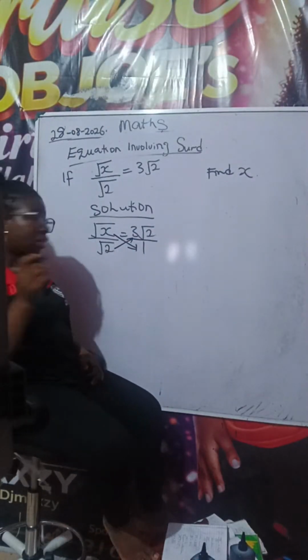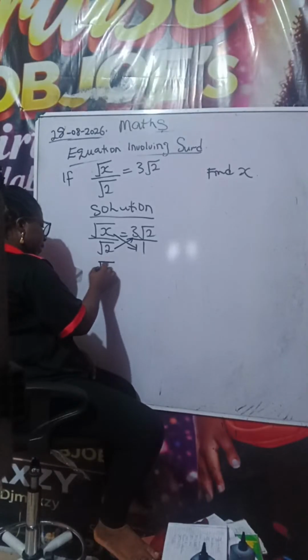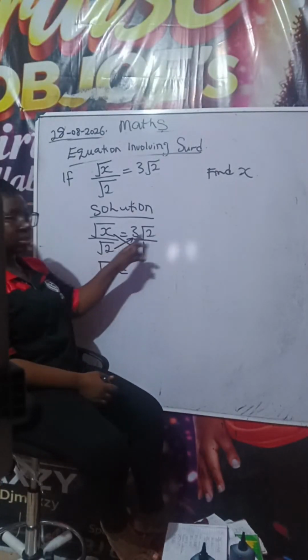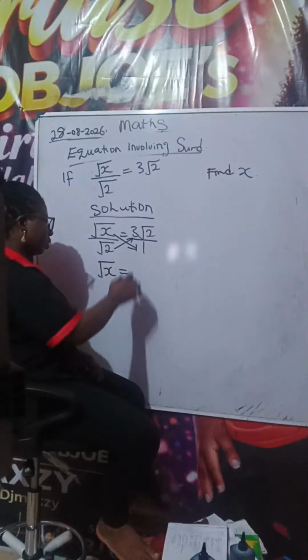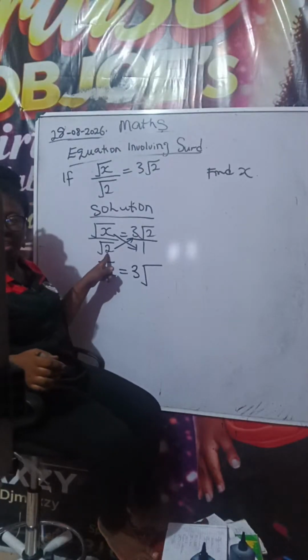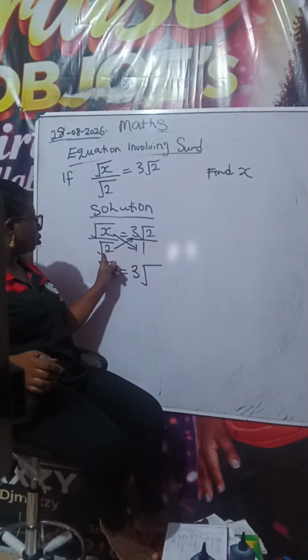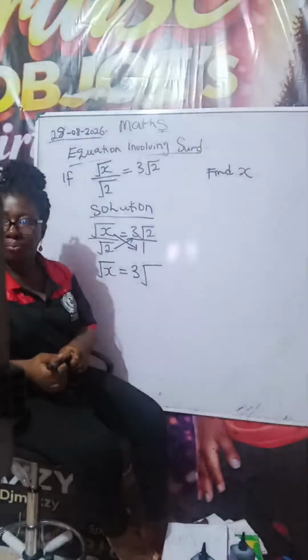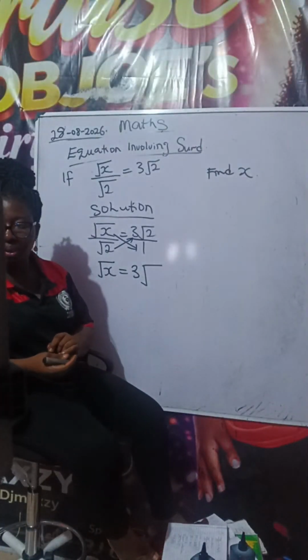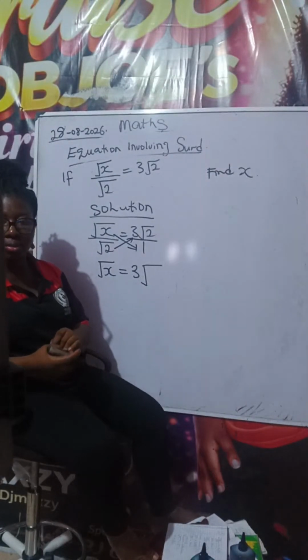and that will give me root x equal to. Now you know that if this is multiplying this, first of all, bring out your 3. You put your root. You multiply the one inside the root. 2 times 2. So 2 times 2, what do we have? Everybody, what do we have?